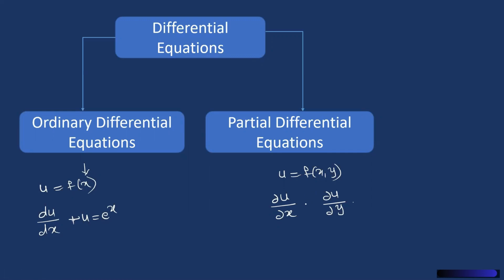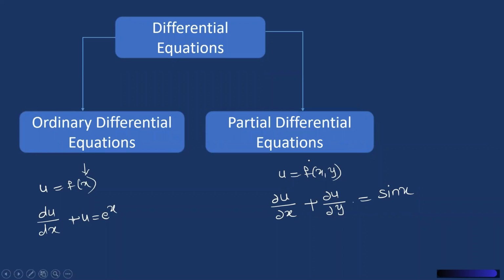Whereas if I write a differential equation of this kind, ∂u/∂x plus ∂u/∂y is equal to sine x, let us say, you can observe u is the dependent variable, but the independent variables are two, x as well as y. So since you have two independent variables, I'm calling this differential equation a partial differential equation, right?